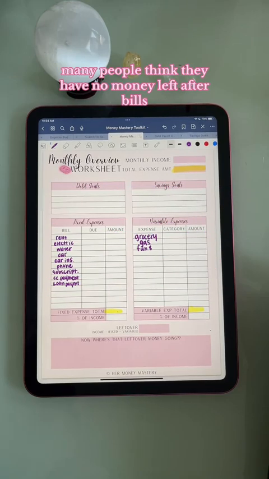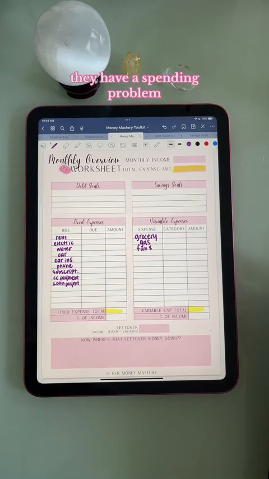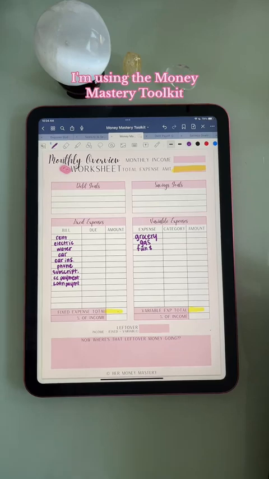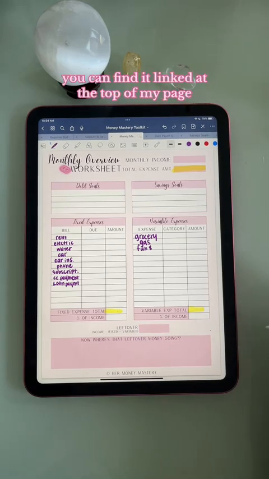Many people think they have no money left after bills, but in reality, they have a spending problem. Do you have an income problem or a spending problem? Let's figure that out. I'm using the Money Mastery Toolkit. You can find it linked at the top of my page.